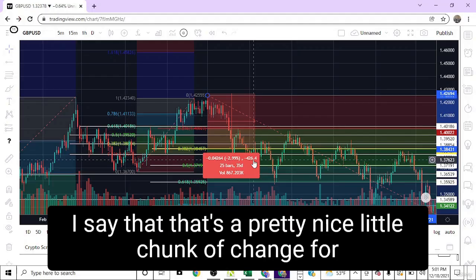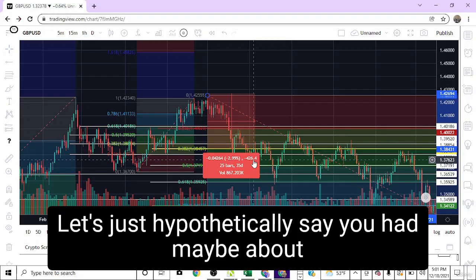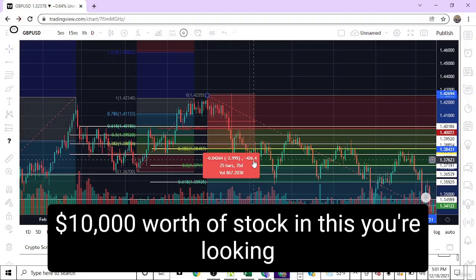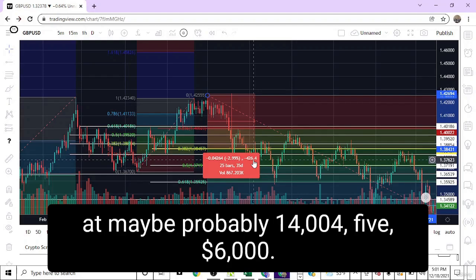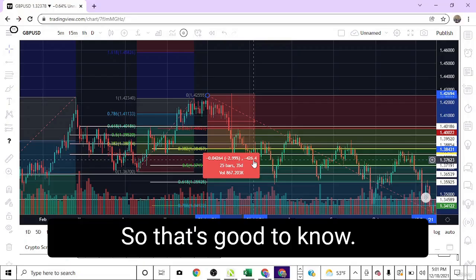I'd say that's a pretty nice little chunk of change for a decent job that you just sit at home with, right? Let's just hypothetically say you had bought $10,000 worth of stock in this. You're looking at maybe $14,000, $4, 5, $6,000. So that's good to know.